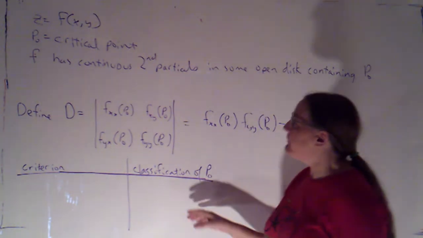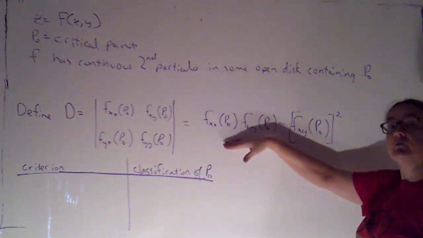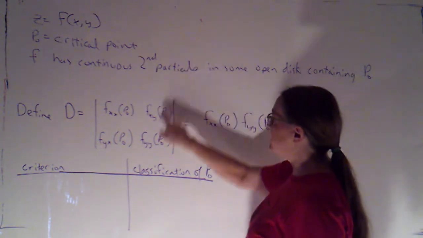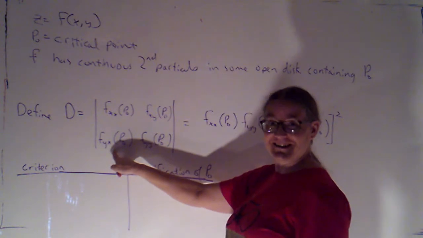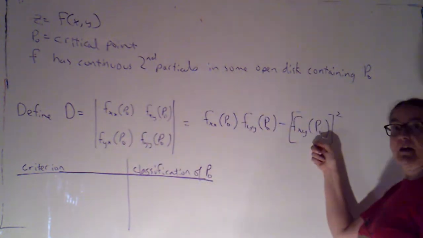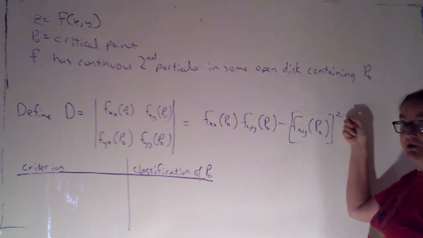Okay. Now, of course, when we take the determinant, it's this diagonal product, so it's the product of the two non-mixed second partials. And because we have this condition that the second partials have to be continuous, these two functions are continuous at and near P naught, so therefore they're equal. So we can say we're just subtracting that mixed second partial squared.